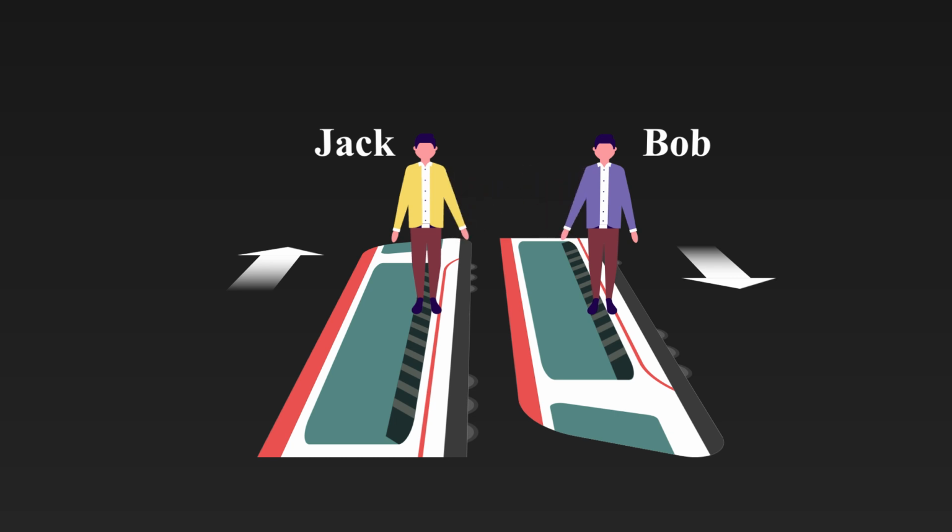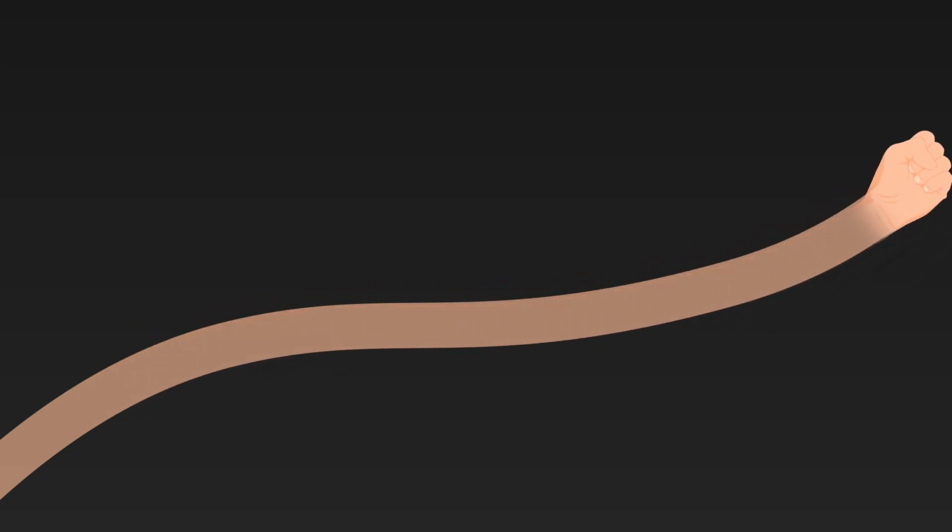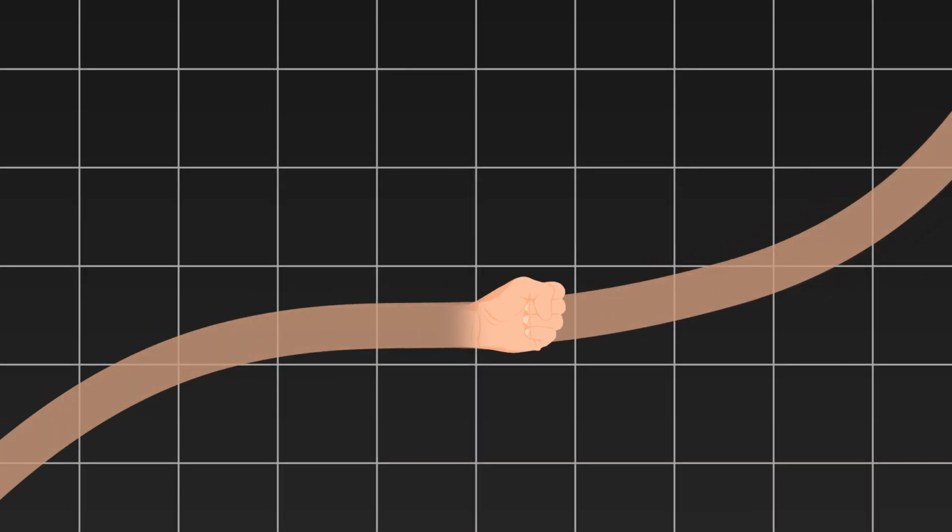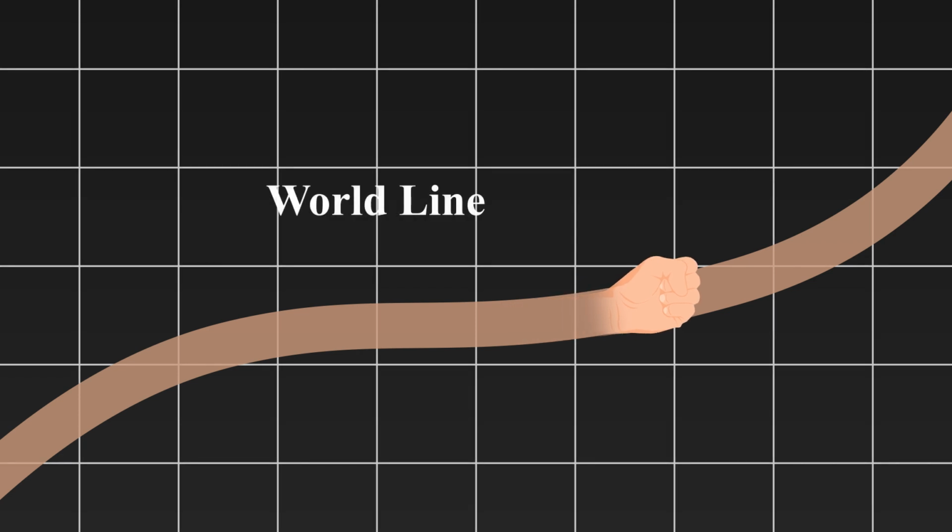It takes about 1/10 of a second for a punch to go from their bodies to full extension. To grasp this, let's describe the motion of Bob's fist by drawing its trajectory on a 2D surface. This trajectory traces out the position of the fist in history, known as its world line.